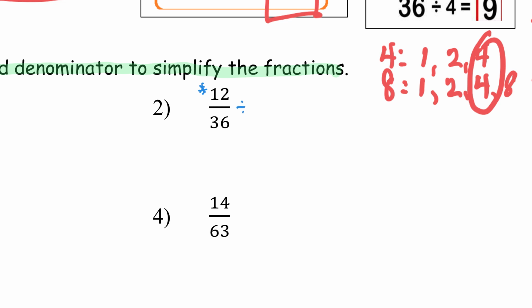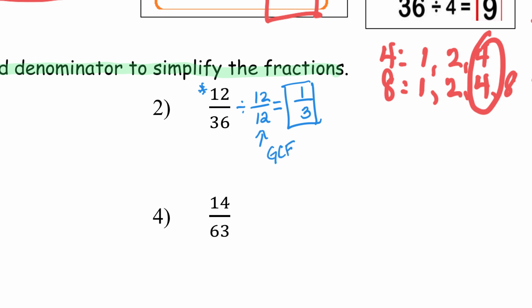Watch. The numerator is 12. I'm going to divide the numerator and denominator by 12. Holy shortcut. 12 divided by 12 is 1. 36 divided by 12 is 3. And guess what? I am done. So before you start making your list now, ask yourself, does the numerator, can it be divided into the denominator? And if so, that is automatically your GCF.